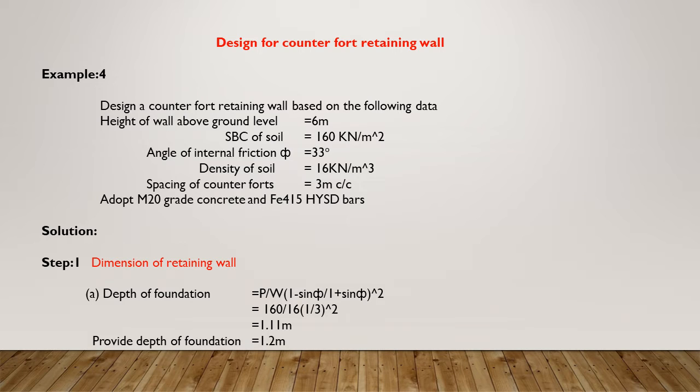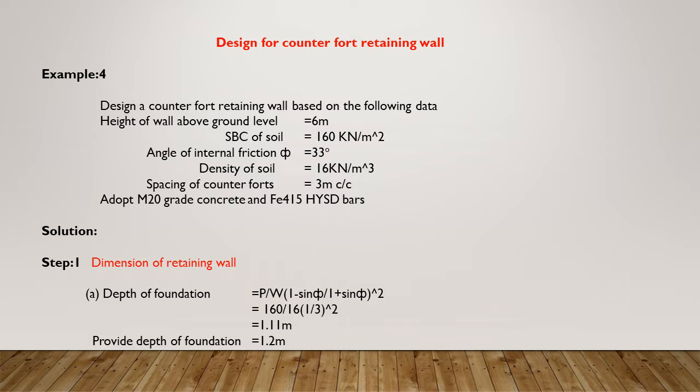Then angle of internal friction phi is equal to 33 degree. Then density of soil is equal to 16 kilonewton per meter cube. Then spacing of counterfort is equal to 3 meter center to center distance, because this is our counterfort wall. So this wall connects the heel slab and vertical stem portions. Then adopt M20 grade concrete and Fe415 HYSD bars. So step number 1, dimensions of retaining wall.